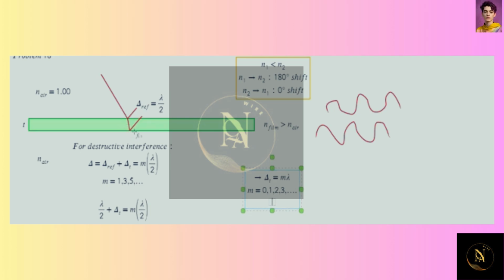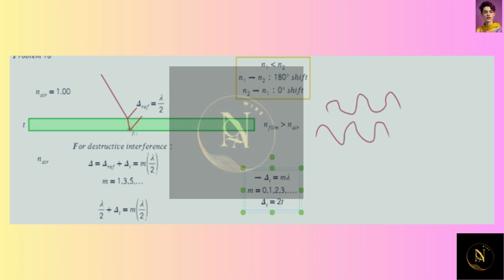Now, what is delta t? That's the path length difference associated with the light going through the film. So delta t is just equal to 2t, because that's the distance traveled by the light as it goes through and out of the film.